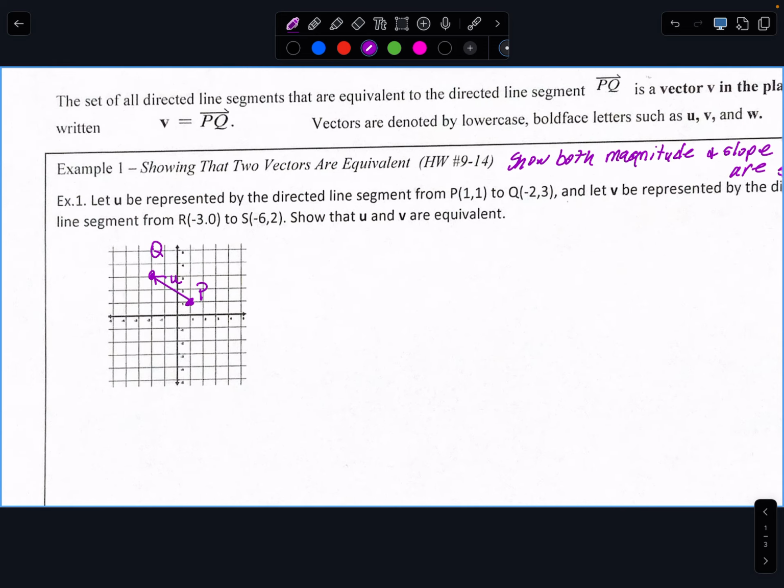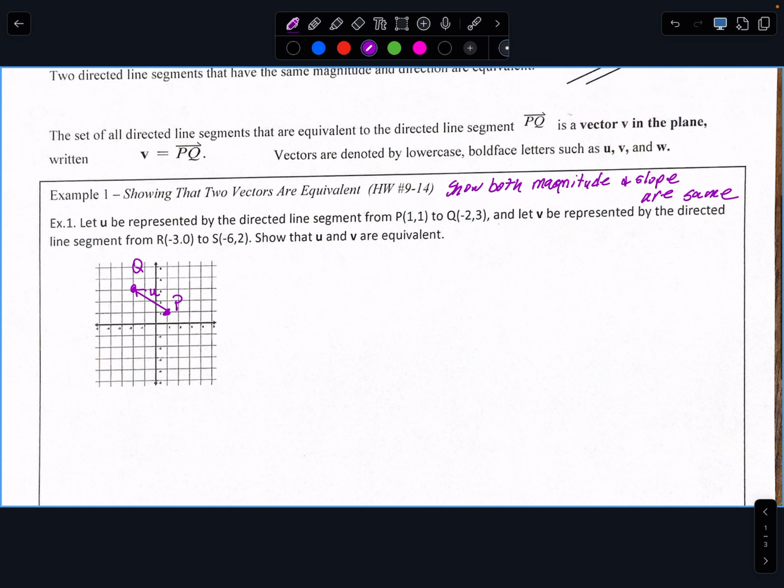Then it says let v be represented by the directed line segment from negative 3, 0 to negative 6, 2. So this is R, this is S, and again, we have another directed line segment. They look like they're about the same length and in the same direction. But you have to show it mathematically. You have to show it mathematically.